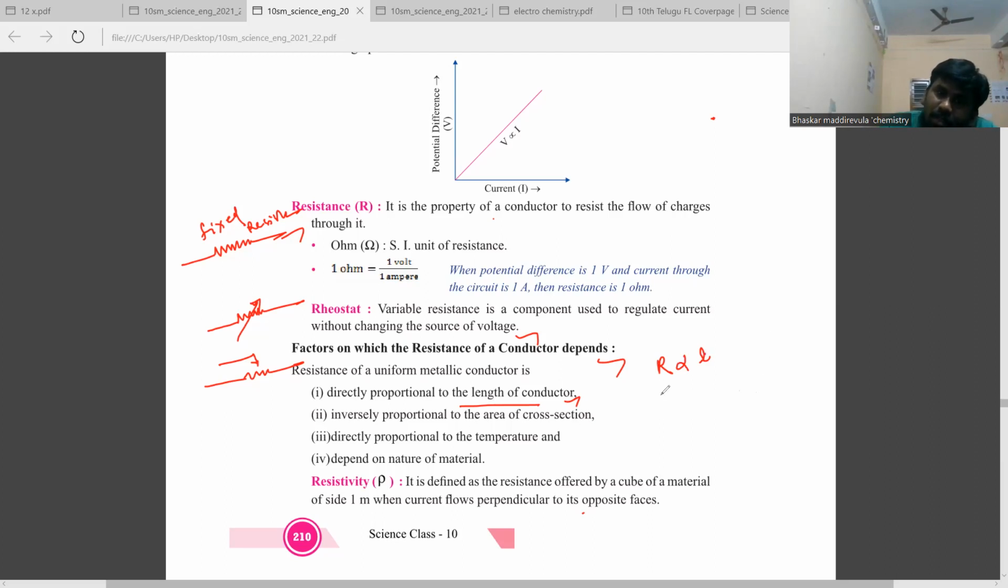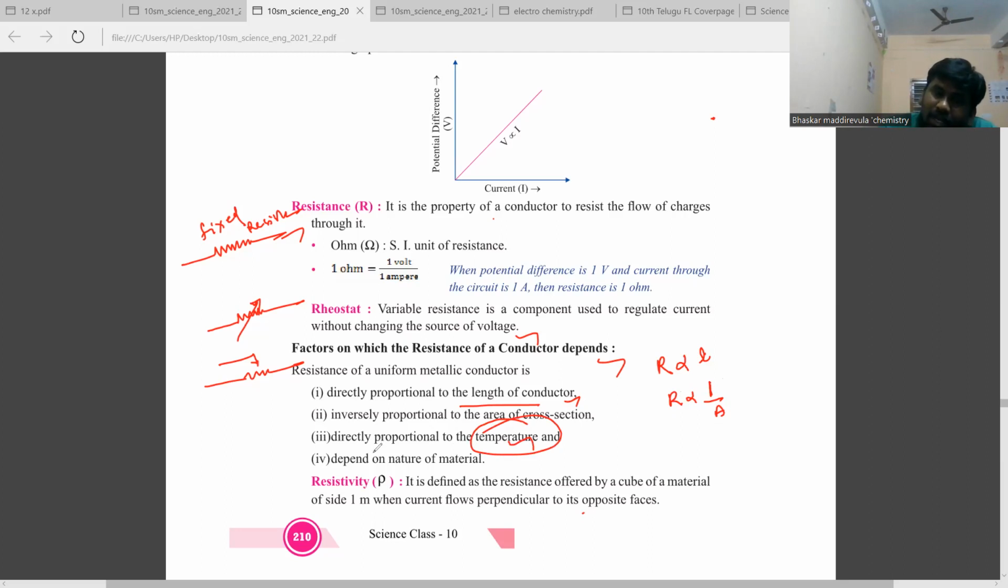Next, it is inversely proportional to the area of cross section of the conductor. If the area of cross section increases, resistance decreases. If the area of cross section decreases, resistance increases. It is reciprocal, so resistance is inversely proportional to the area of cross section. Next, it is also directly proportional to the temperature.